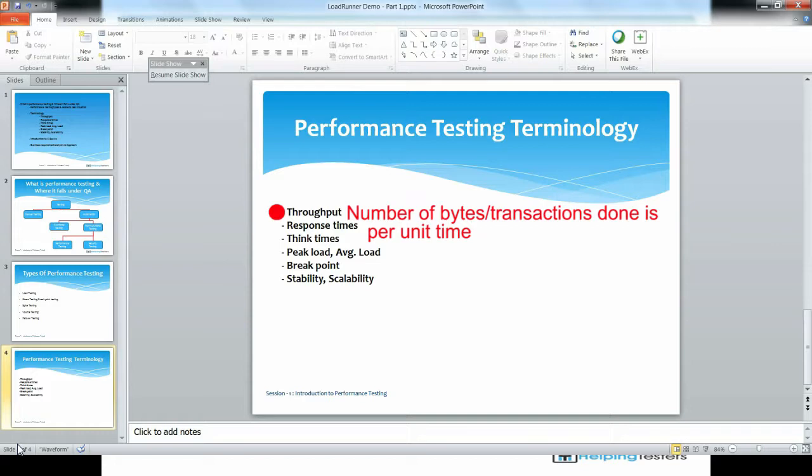Likewise, in performance testing, throughput is the amount of bytes that has been transmitted. We can also determine it another way, like the number of transactions that can be carried out in a minute, in an hour, or in a second.